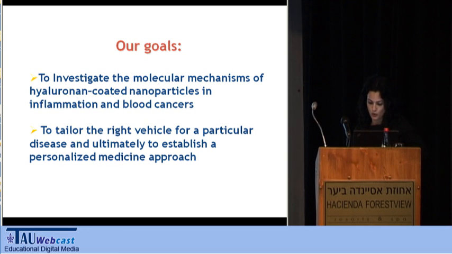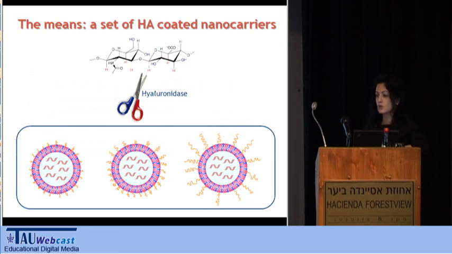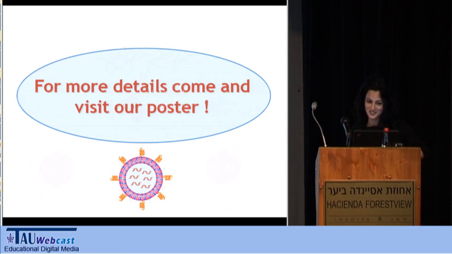In order to do so, we're planning to create a set of nanocarriers distinguished only by the length of their anchored HA. This would be done by an enzymatic cleavage of HA, size fractionation of the obtained fragments, and attachment of them to neutral liposomes. For more details, you're very welcome to visit our poster. Thank you very much.